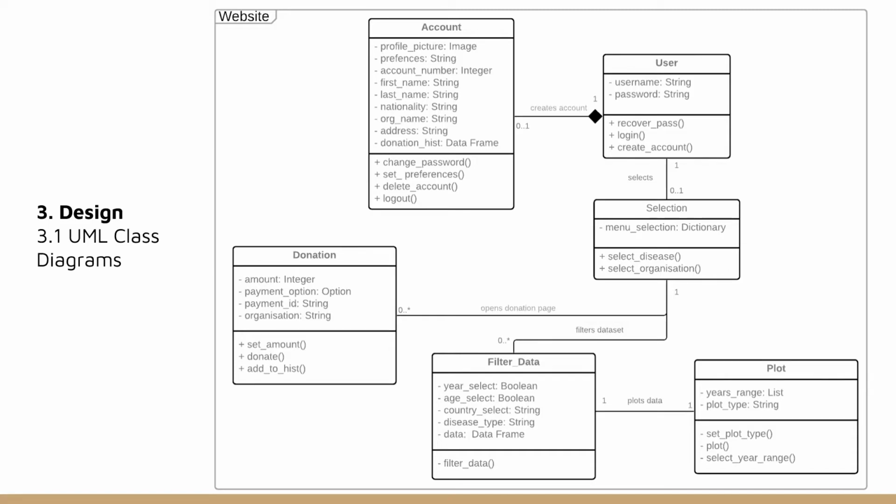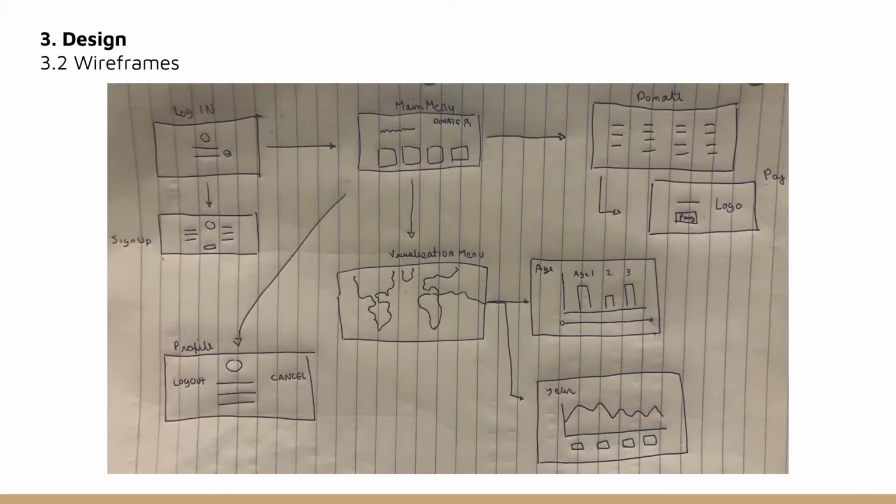Selection is a class that enables users to navigate within the app, in particular to select the disease they would like to view and or the company they would like to donate to. The donation class allows users to make donations. It uses the setAmount method to specify a donation amount and donate to initiate the payment process. The filter data class prepares the dataset for visualizations by filtering it appropriately to the user selection. The class plot uses the filtered data to create visualizations, including heat maps and bar plots. While the setPlotType method allows for selecting the type of plot to be visualized, the plot method actually creates the visualization.